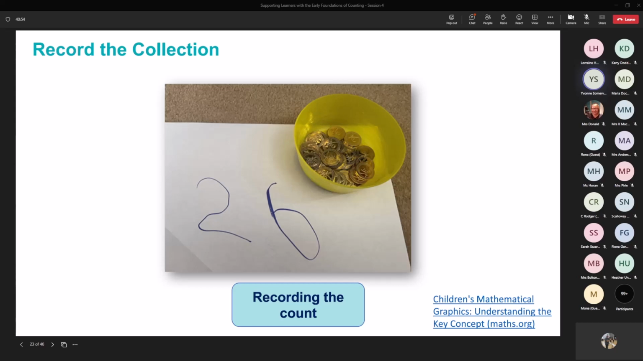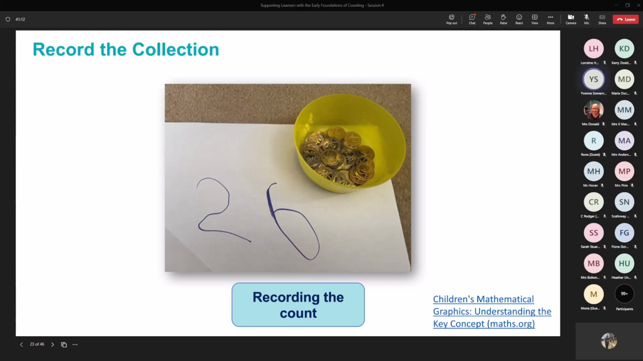In a bit more detail, and we've included a link to an article there that talks you through the different stages. You'll see some different examples as we go through tonight, where the recording of the count might not necessarily look like that in its numeral form, but we still should be encouraging that.